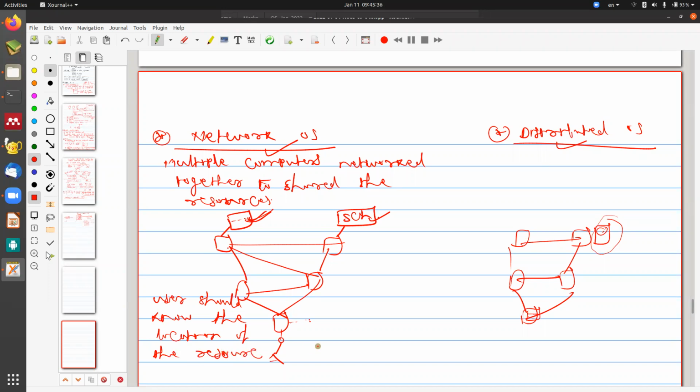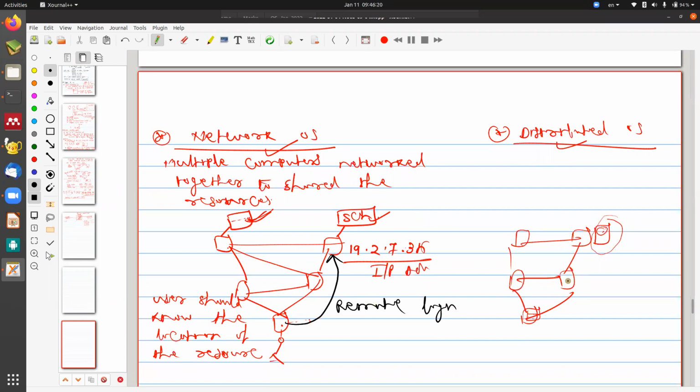What does it mean? It means I know that this resource is present in the 19.2.7.35 computer. This is my IP address. So if this computer's IP address is this, this resource is present in this machine, and he knows that. Then how will he connect? He has to establish a remote login. By making a remote login, he can fetch this data. So in a normal network operating system, one knows exactly where the resource is present, and to access it, one has to log in and access it.